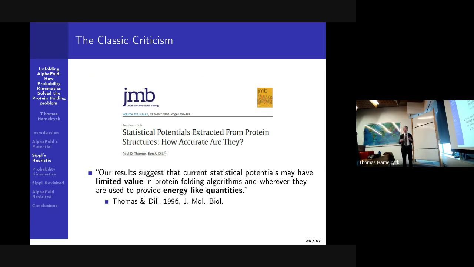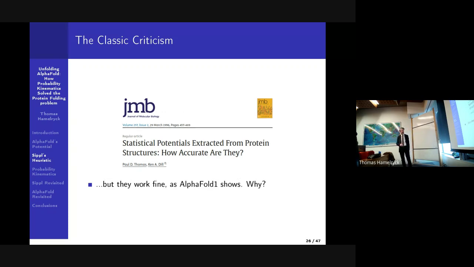This is the classic paper on these potentials. Many papers that examine these potentials point out that they are ill-justified, not well defined. This is a classic paper by Thomas and Dill, which appeared in 1996. This is just a quote: Our results suggest that current statistical potentials may have limited value in protein folding algorithms and wherever they are used to provide energy-like quantities. And there are many other articles like that. I think this is one of the famous ones. And actually, Sippl himself, Manfred Sippl, had also written articles like that. These potentials are heuristics, but of course, you shouldn't think of them as literally as physical potentials.